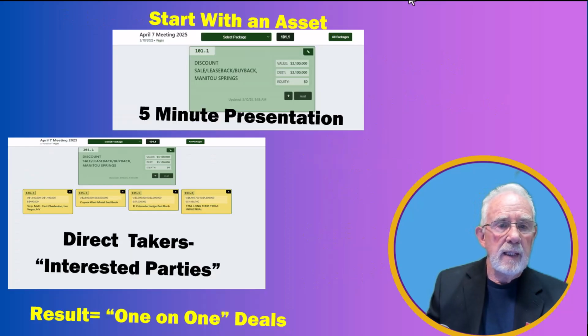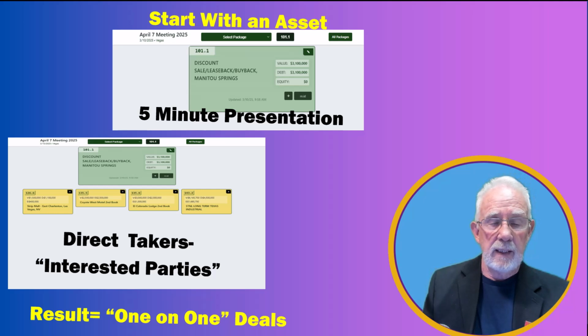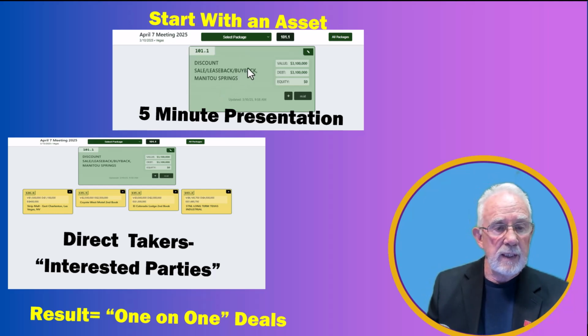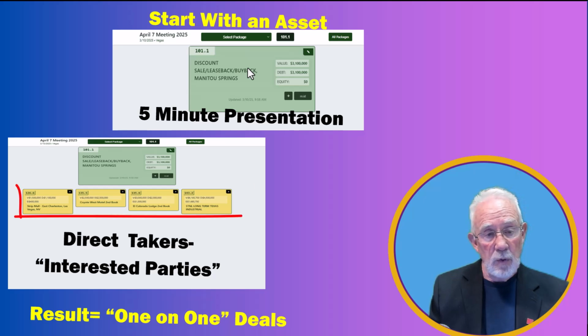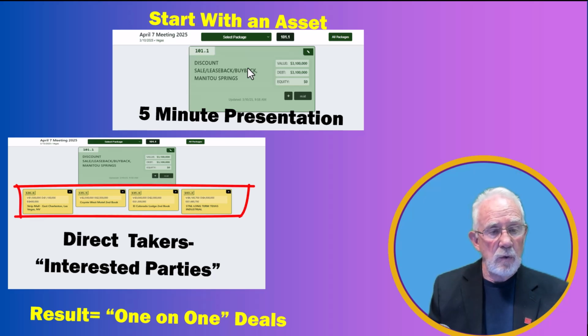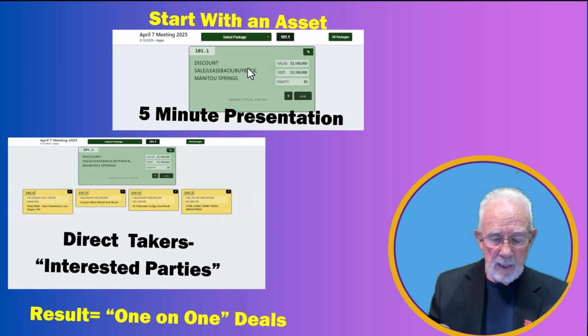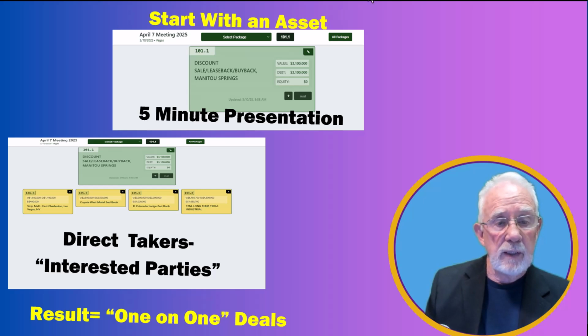Now, when you're at the podium, you start with an asset. This is the property that you're presenting during a 5-minute presentation. Then at the end of that presentation, the moderator will call for numbers. And you've got 4 numbers on the screen, and those 4 numbers are direct takers. And if your client was interested in one of those properties, then you would have a one-on-one deal.